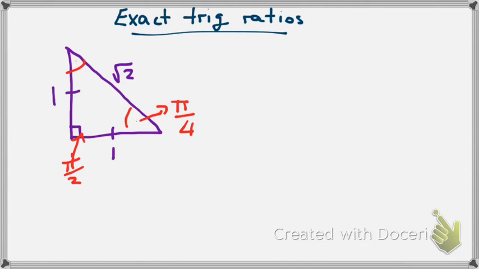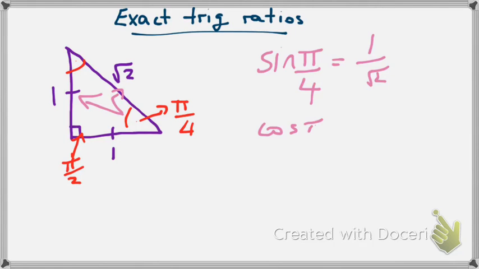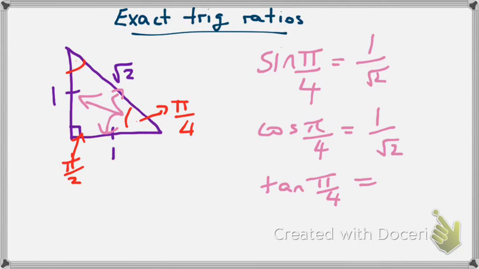And this tells me the first 3 exact trig ratios. It tells me that sine pi over 4 is opposite over hypotenuse, 1 on root 2. Cos pi over 4 is adjacent over hypotenuse, that's 1 on root 2. And then tan pi over 4, well that's opposite over adjacent, and it's 1. Alternately it's sine divided by cos, and it's 1 in each case.